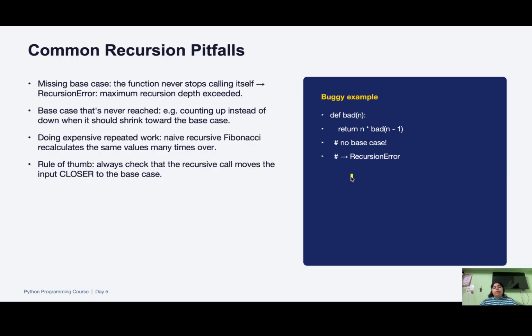Common recursion pitfalls. There are times when it causes errors. So what are they? Let's talk about it. Missing base cases: the function never stops calling itself. Recursion error, maximum recursion depth exceeded. Then comes the base case that is never reached, counting up instead of down, when it can't shrink toward the base case. It's not shrinking, maybe it's actually growing, in the case you have provided. Doing expensive repeated work: naive recursive Fibonacci recalculates the same values many times over, so it is wastage. Rule of thumb: always check that the recursive call moves the input closer to the base case.